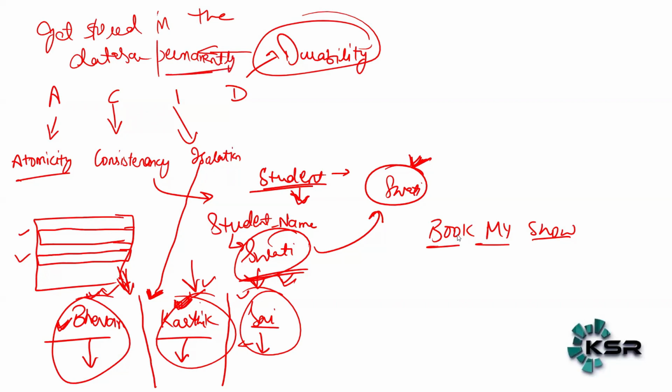What it means, let us take this BookMyShow example only. When your transaction is finished, that ticket should get booked, and everyone who opens BookMyShow will be able to see that you have already booked that seat. Got it? There should not be any inconsistency there. Got it?